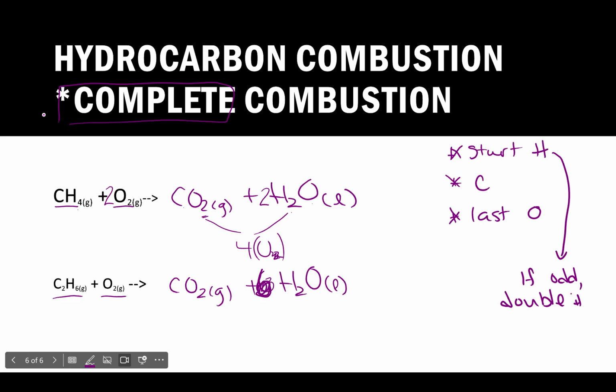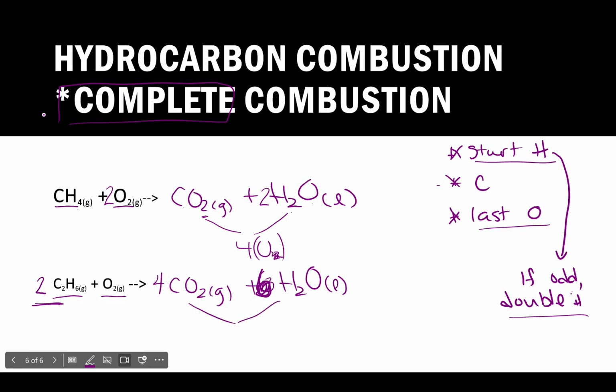Now, when I do that, I now have 12 hydrogens on my product side. So I'm going to put a 2 in front of the C2H6 because now I also have 12 hydrogens on my reactant side. That also does affect the carbon. I'll have 4 in total on my reactant side, so I'll put a 4 here. So again, I start with hydrogen. It was odd, so I doubled it. I moved on to carbon, and then lastly, balance out your oxygen.